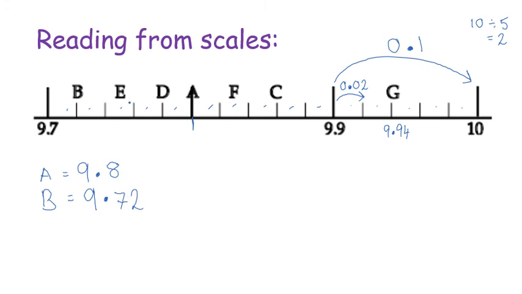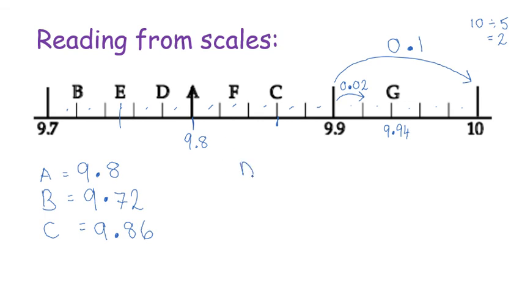Now, let's do C first. Where are you? C. Okay, so if A was 9.8, let's just go up in twos. So 2, 4, 6. Okay, so 9.8 plus 0.06, 9.86.